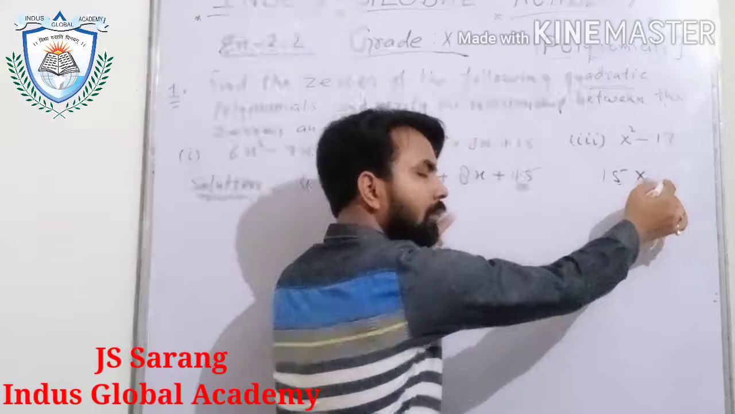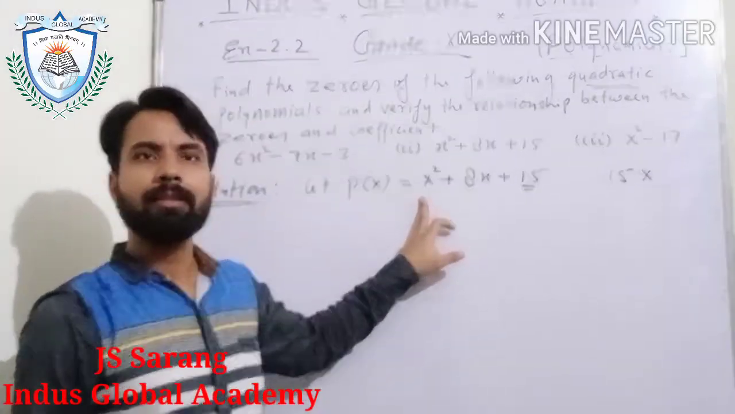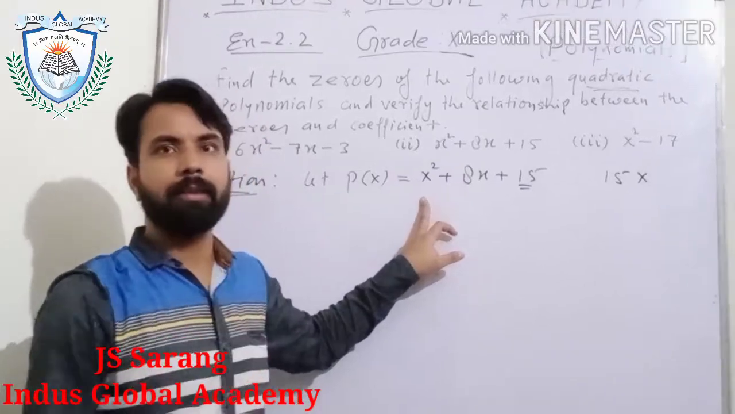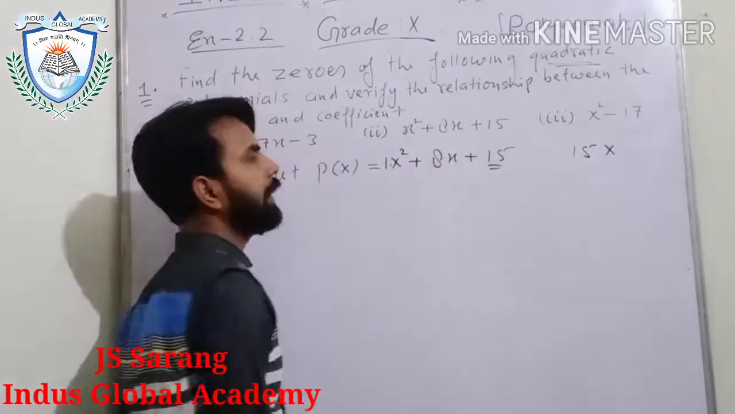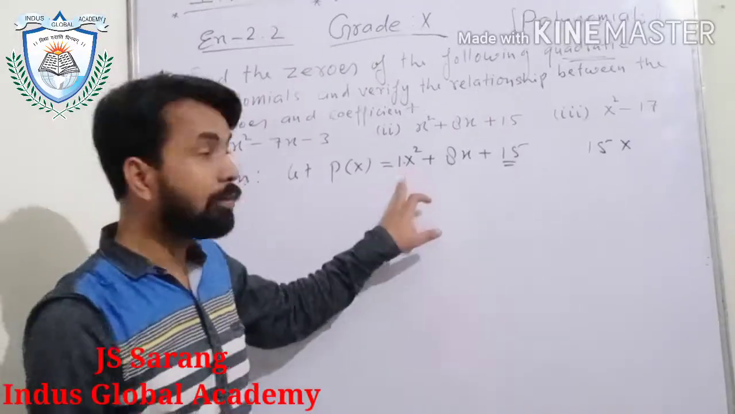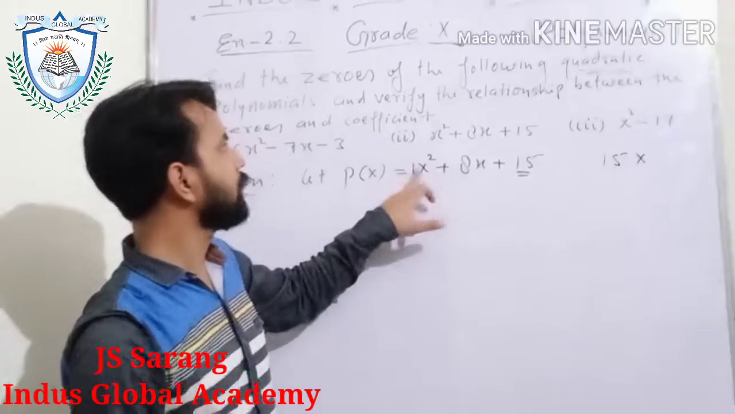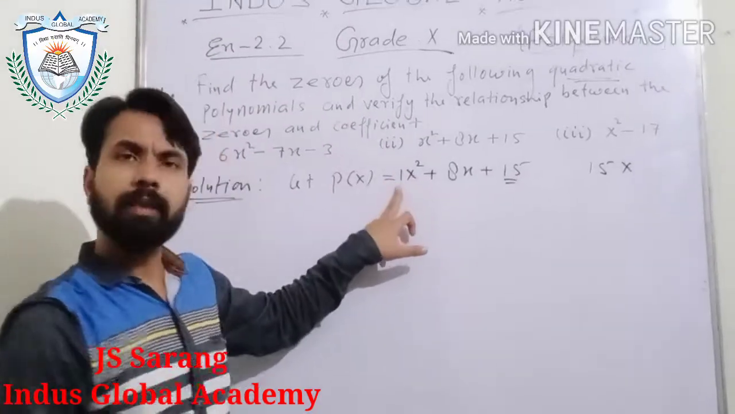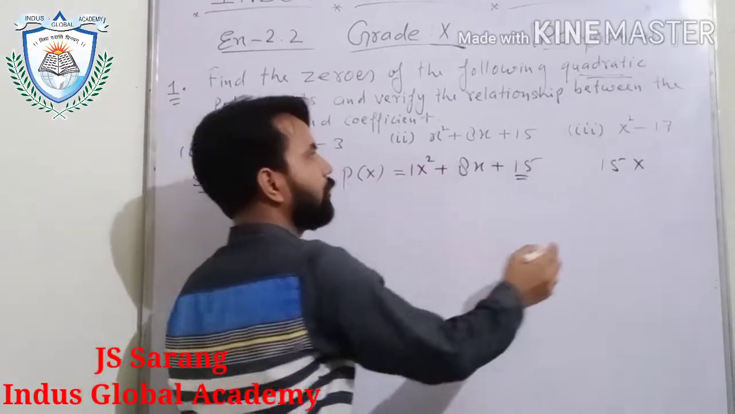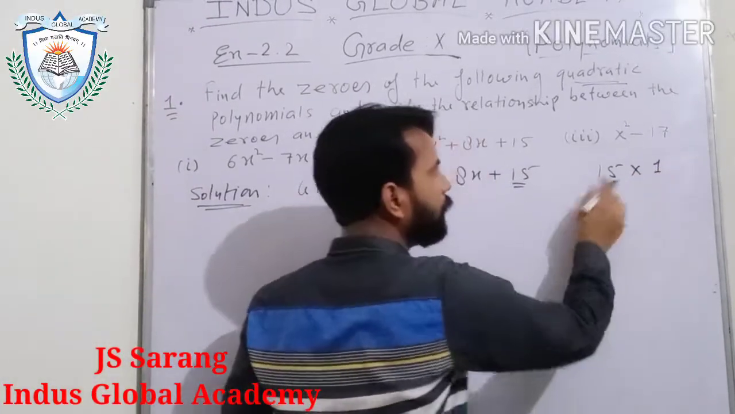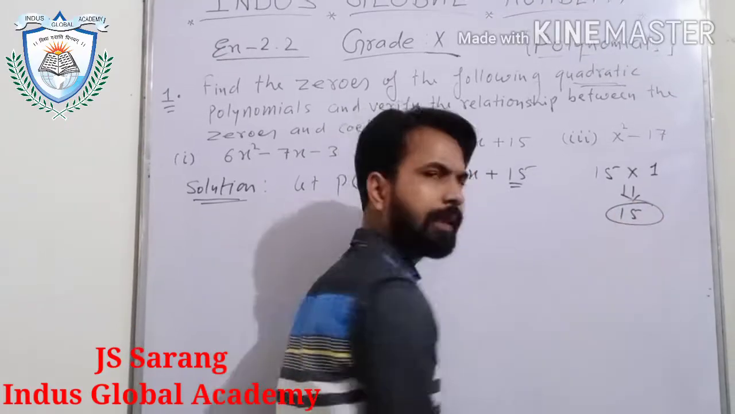So what can we take? 0? No. If nothing is there, that means 1 will be there. If no coefficient is here, we can take 1. It will not be 0. Are you getting it? If no number is with x square, we will consider there is always 1. So the coefficient of x square is what here? 1. Now the product of these two, 15 into 1, we will get 15.